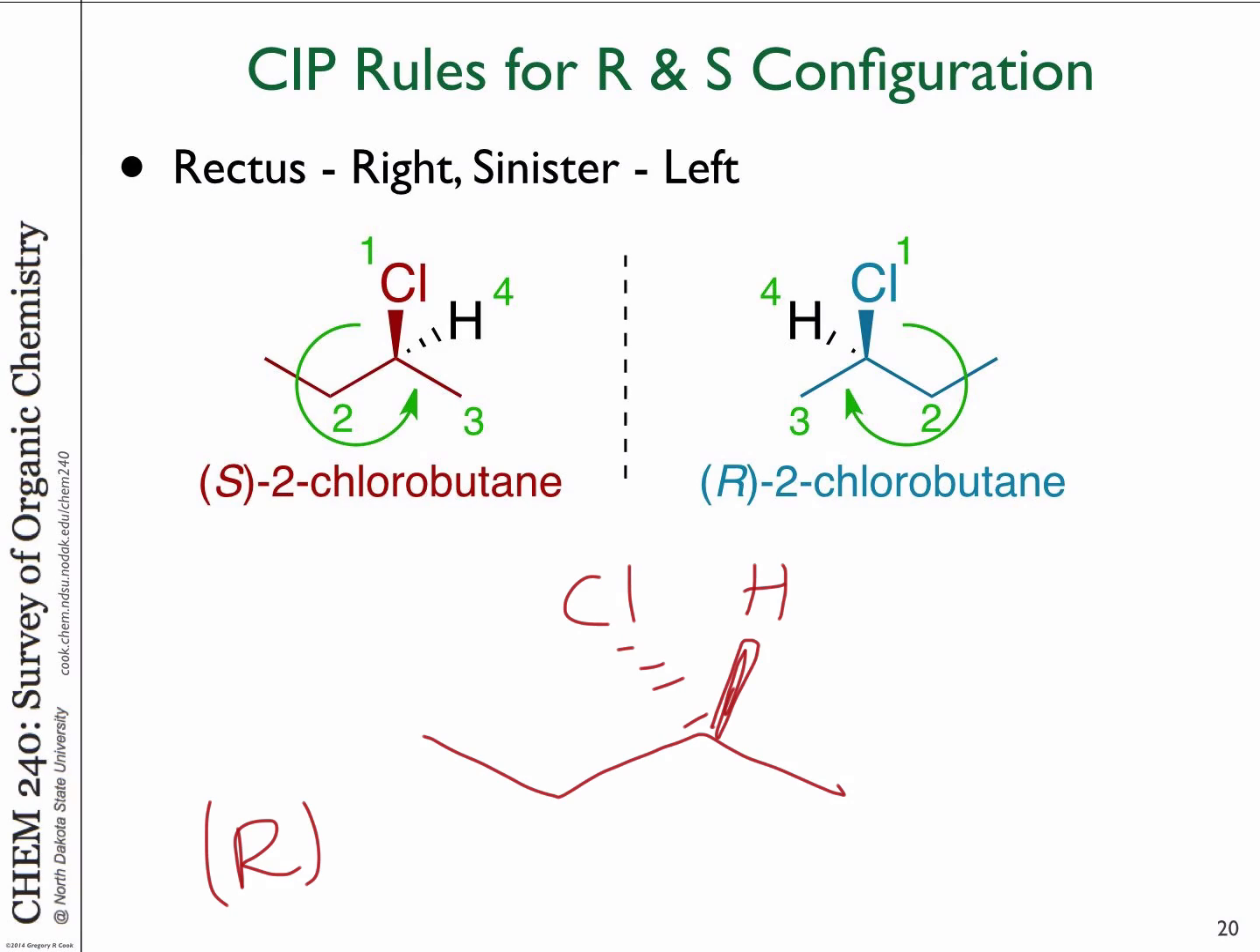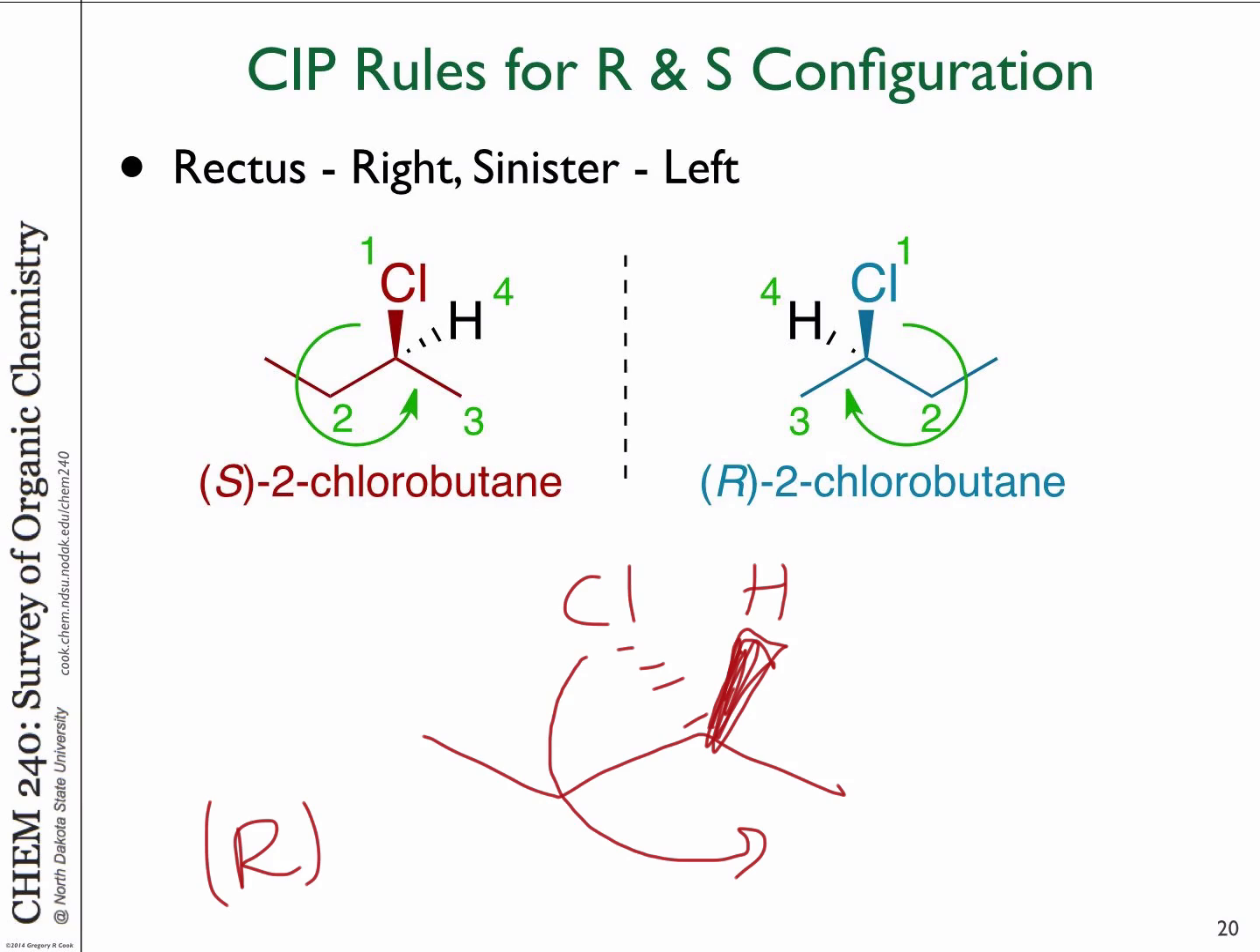Okay? Now, one easy thing with this is if the lowest priority group, in this case hydrogen, is pointing up, you can look at what's there, 1 to 2 to 3, and take the opposite of that direction because you'd be looking at it from the back. And it's easy to see that.